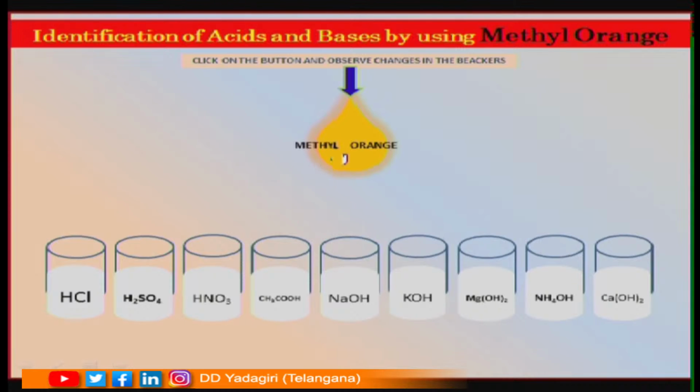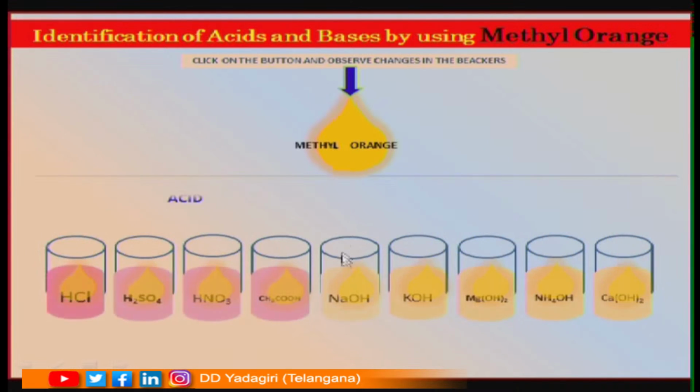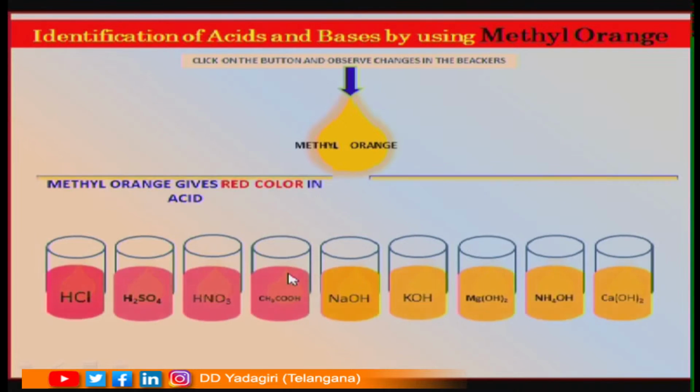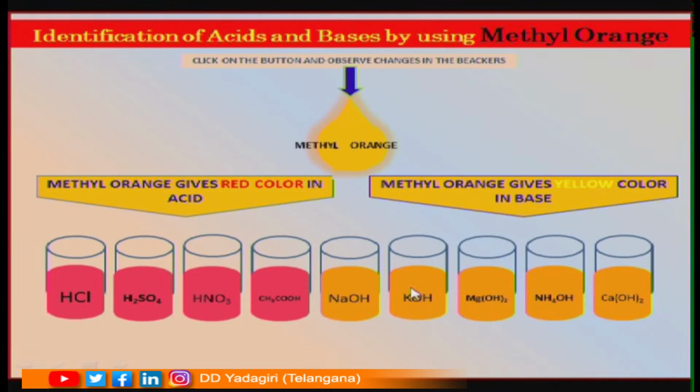Now, let us recall what happens when we add methyl orange solution. Slowly you see the change: all acids turn red. That is the characteristic property of acids with methyl orange. Now, all bases turn yellow, which is nothing but the color of methyl orange itself.